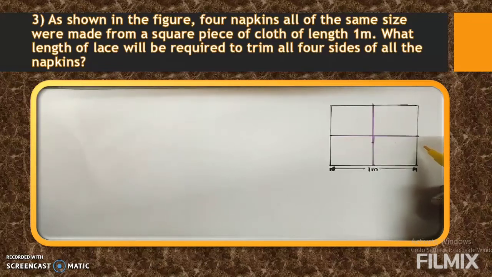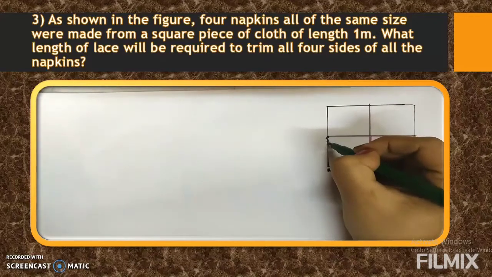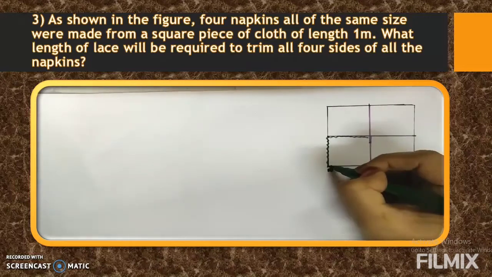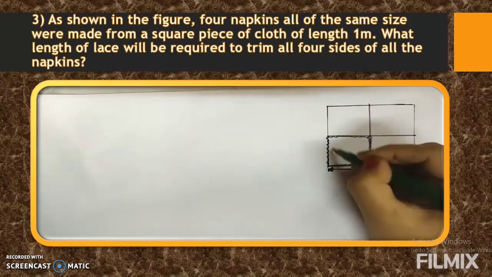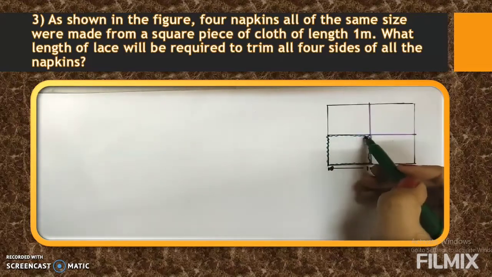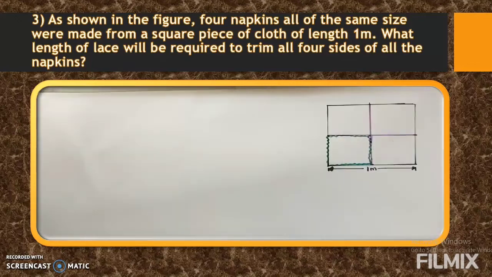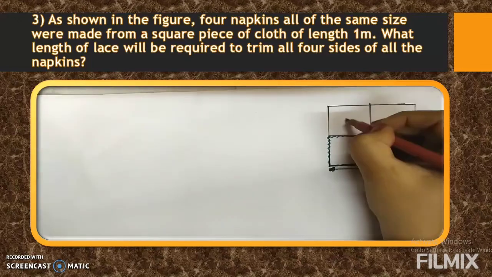What length of lace will be required to trim all 4 sides of the napkin? What we have to do now is trim all 4 sides of the napkin. Suppose this is one napkin, so all 4 sides we have to put one lace. If I have to put lace around it, this is nothing but the perimeter, meaning I have to find out the perimeter of this one napkin. Like that, how many napkins do I have? Count 1, 2, 3, 4.